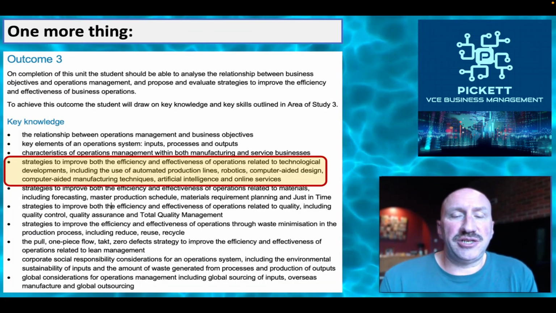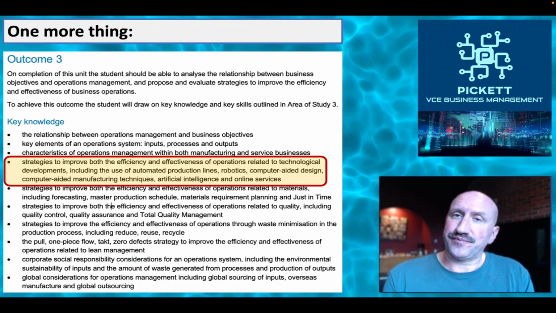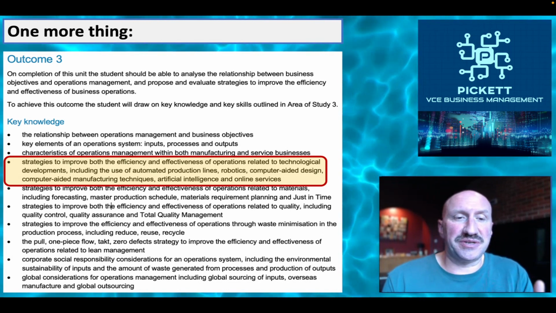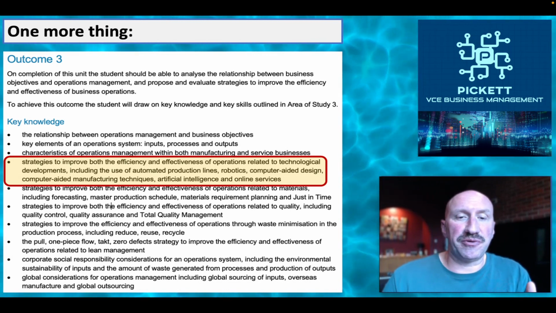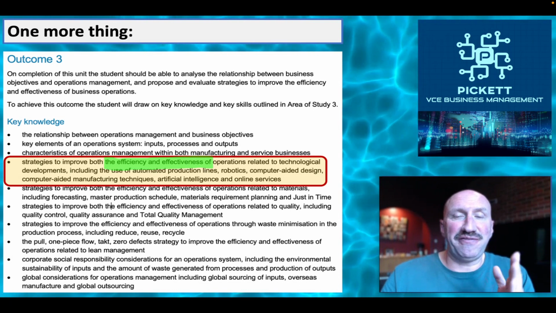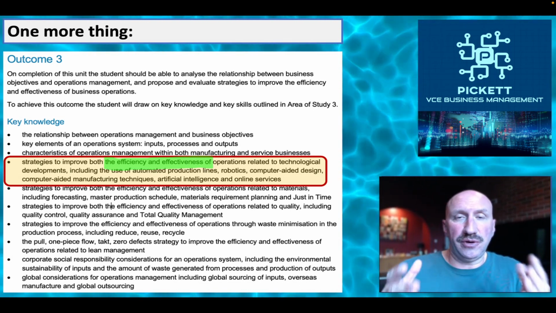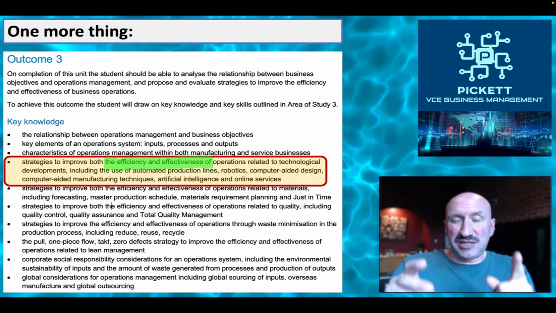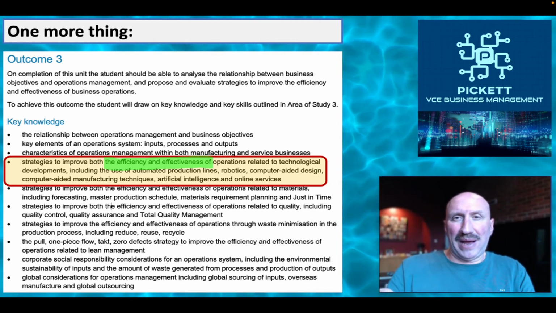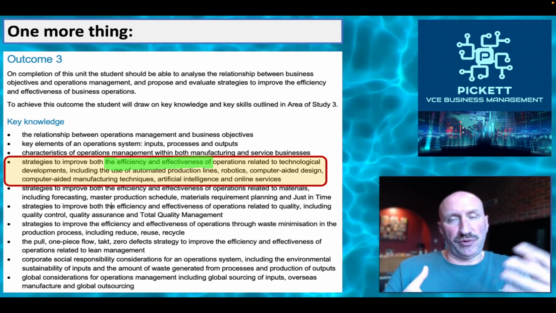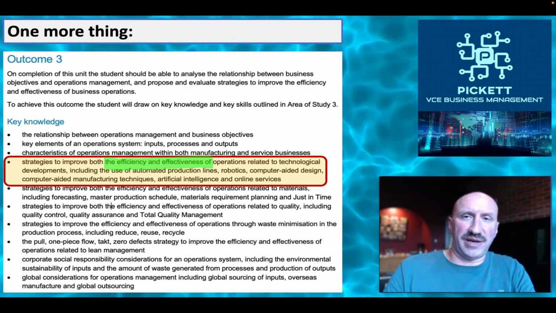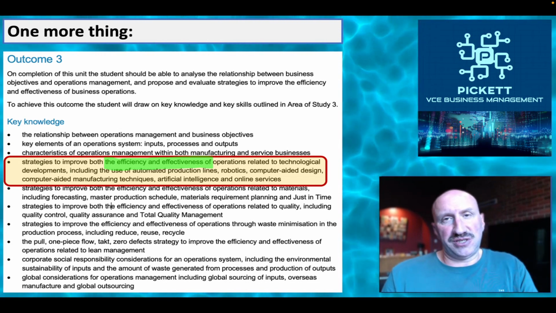Now, finally, just going to go back. If you think about what the study design said, it said strategies to improve both the efficiency and effectiveness of these strategies. I haven't done it specifically yet, so I'm just going to go back now and do this. Now we've covered all the other aspects, the explanations and the advantages and disadvantages.